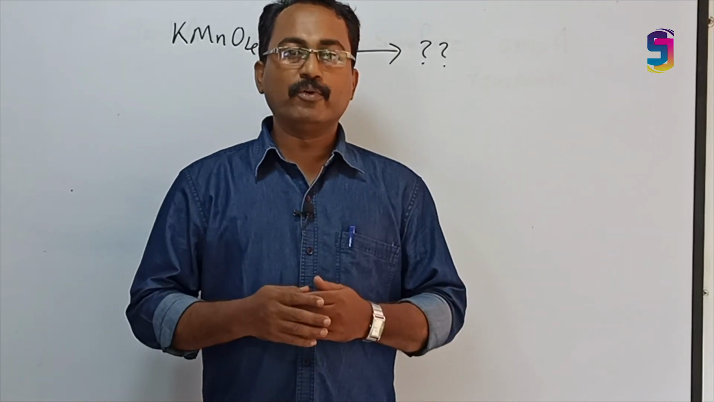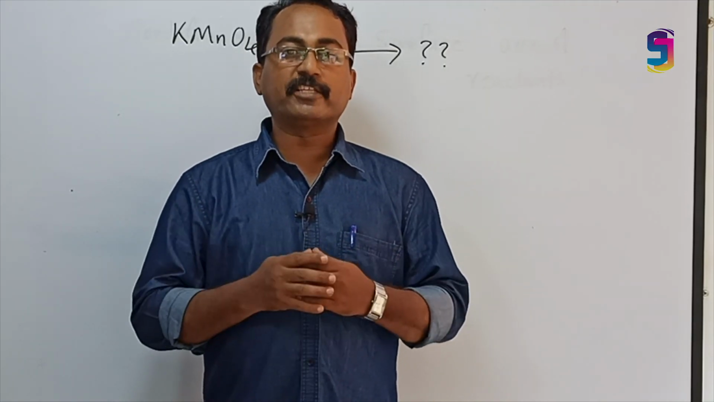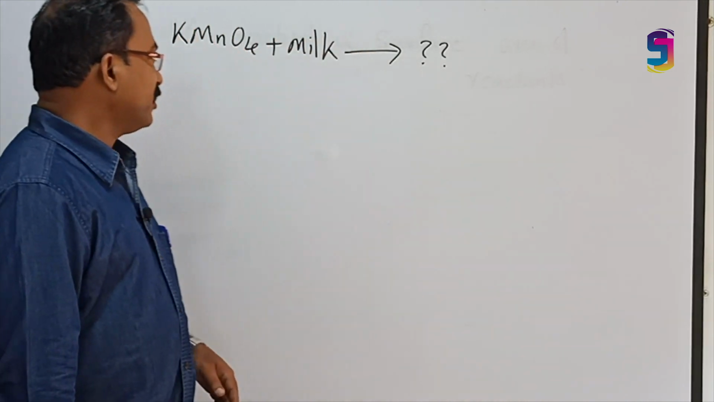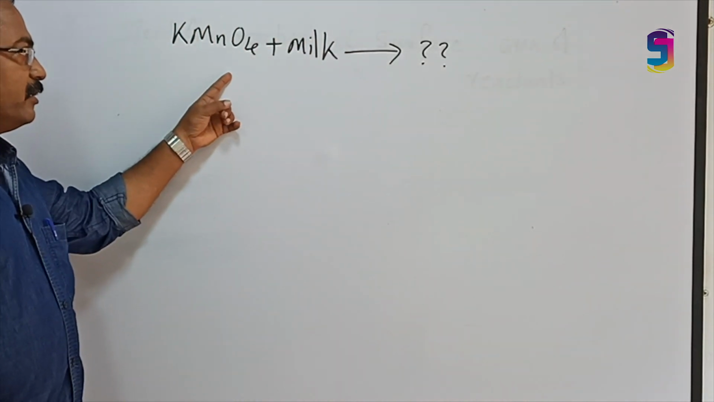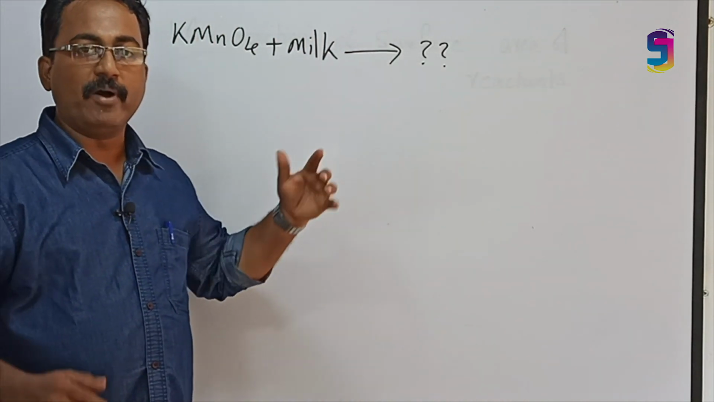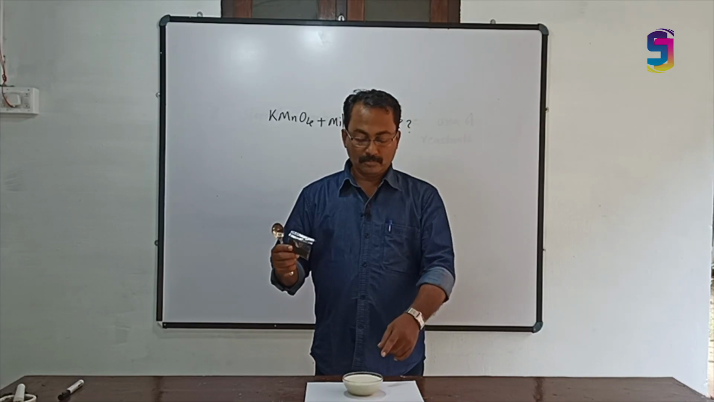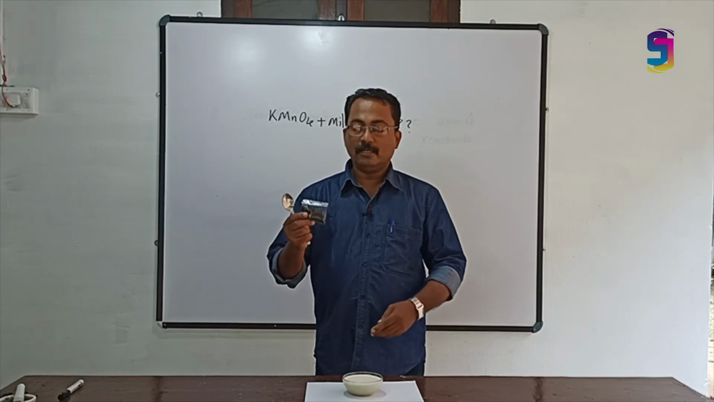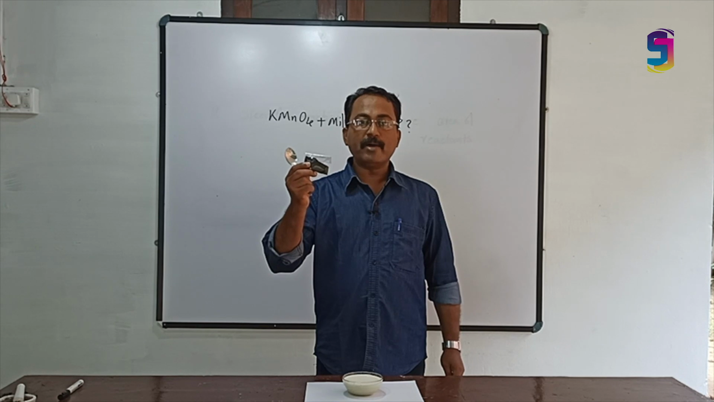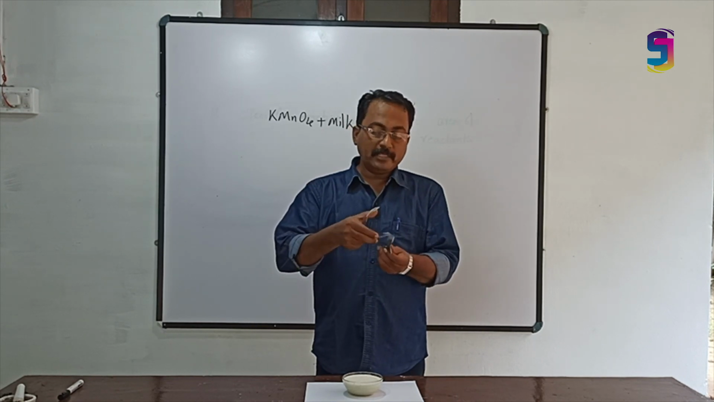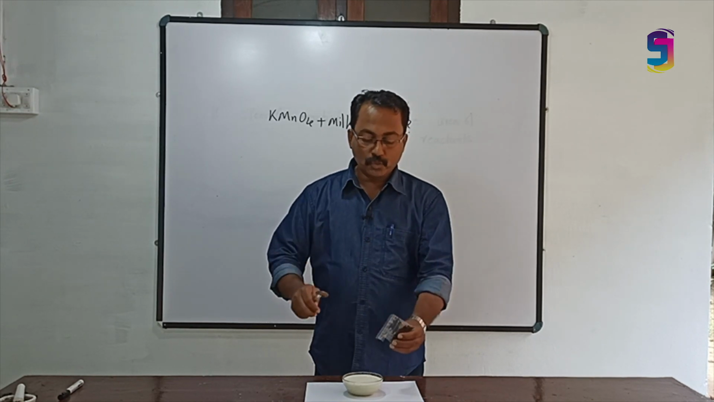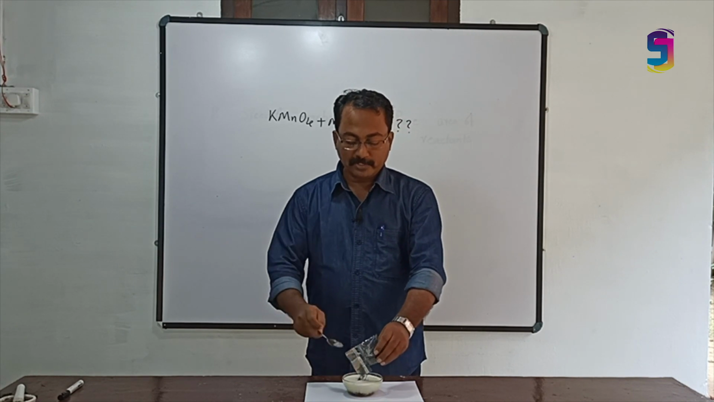Now I am going to demonstrate one more reaction of potassium permanganate, the reaction between potassium permanganate and milk. We will see what happens. This is a pot of milk. This is our potassium permanganate. I am pouring this potassium permanganate into milk, and I am stirring.